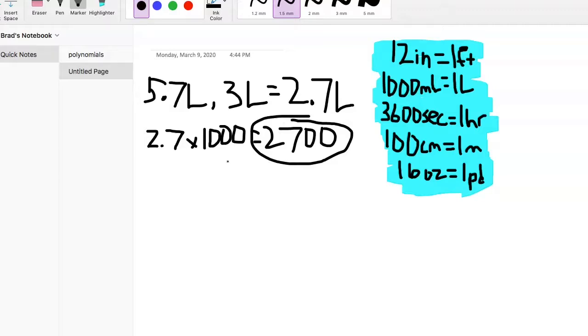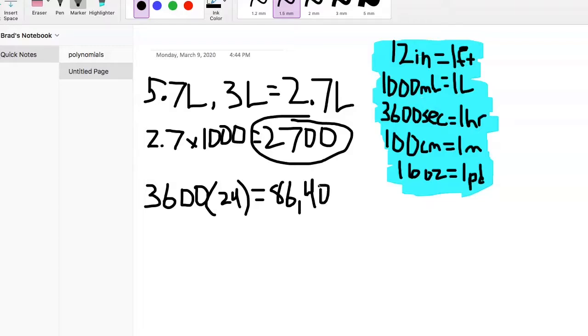Okay, question 2. How many seconds are there in one day? Okay, so from our little key over here, we know we have 3,600 seconds in 1 hour, right? And how many hours are there in a day? 24. So when we multiply these together, 3,600 times 24, we get 86,400. And that's going to be how many seconds there are in one day.